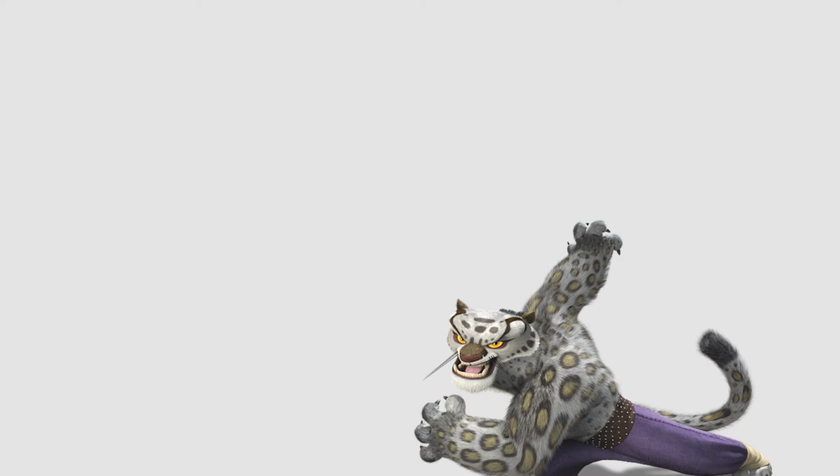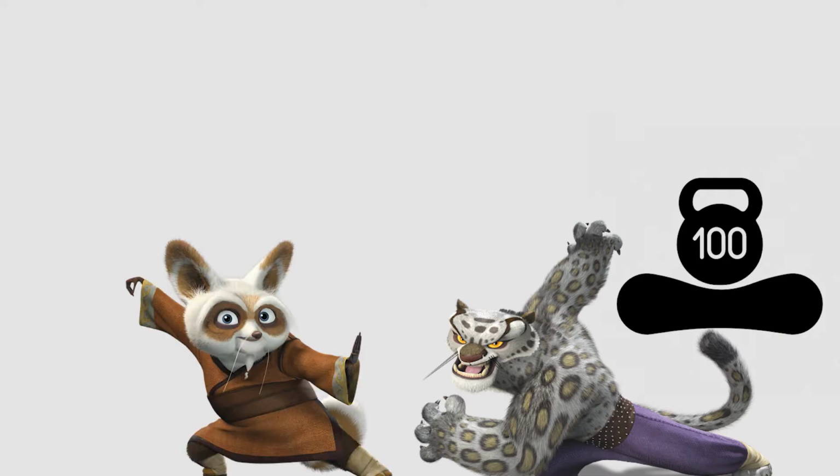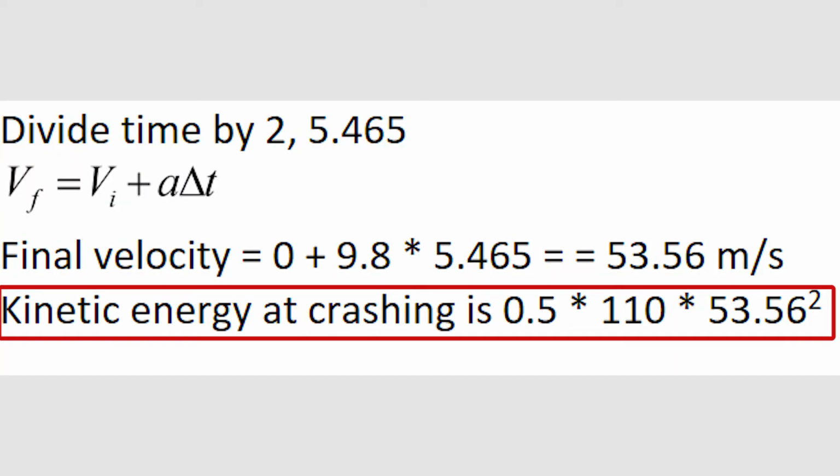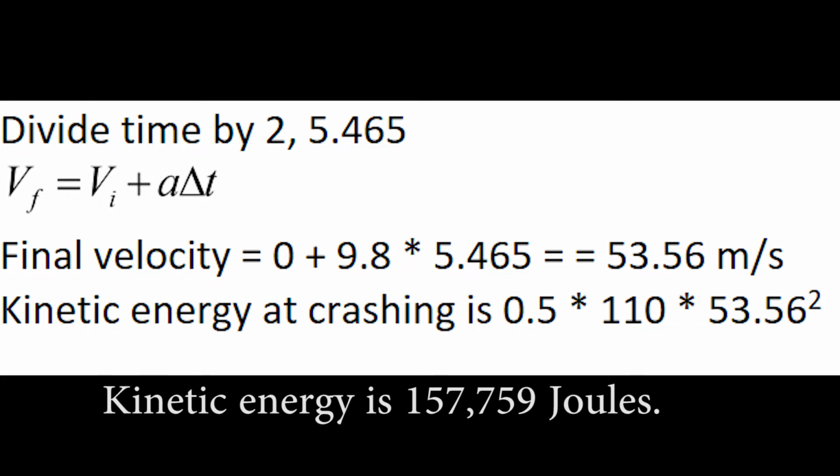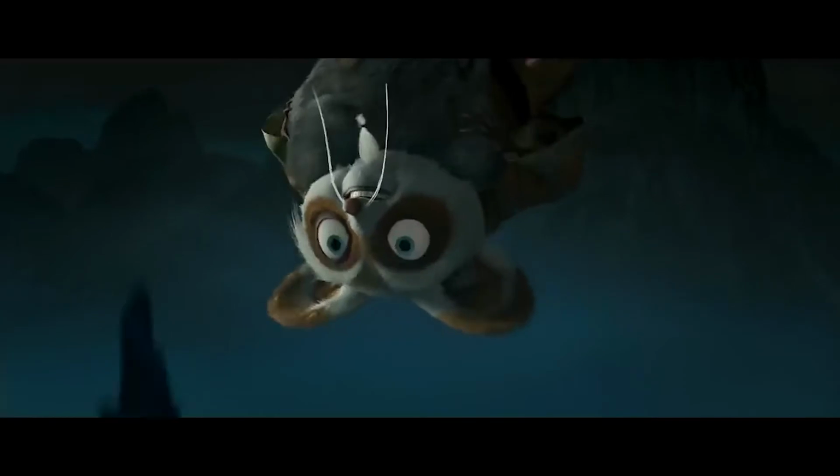And assuming that Talon is 100 kg and Shifu is 10 kg, we can plug in the numbers in the equation. So 1/2 times 110 kg, which is the mass of Talon and Shifu, multiplied by 53.56 meters per second squared, is equal to 157,759 joules of energy.